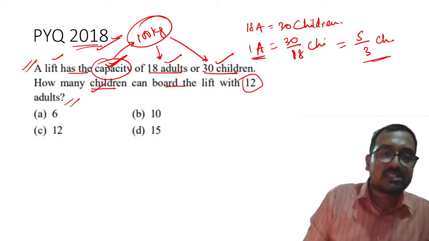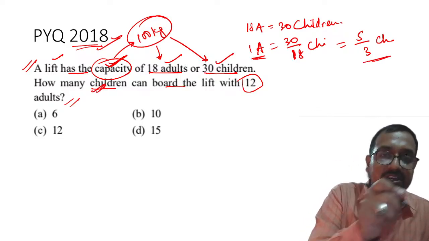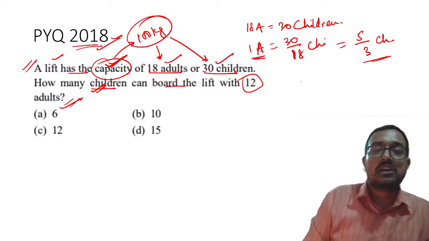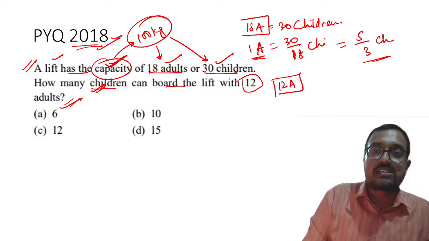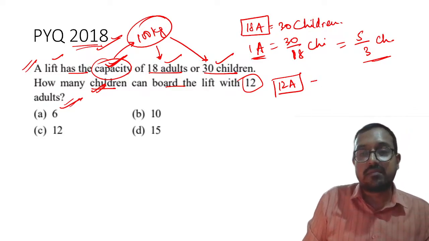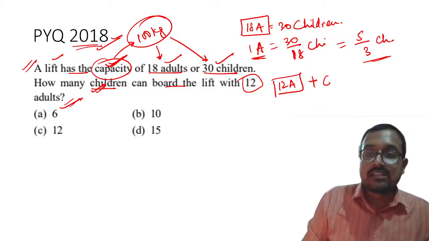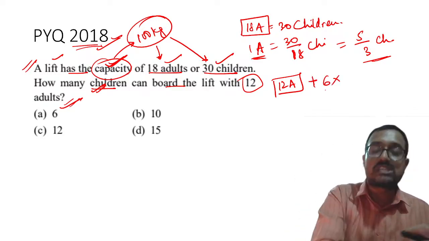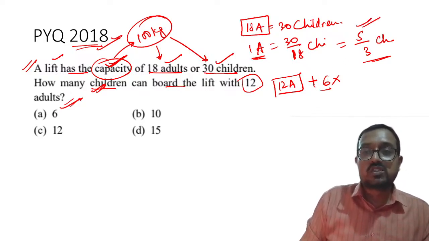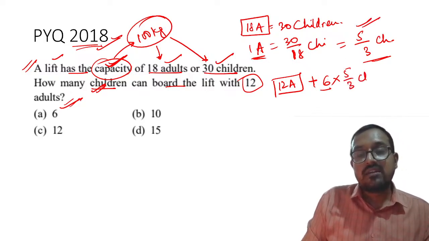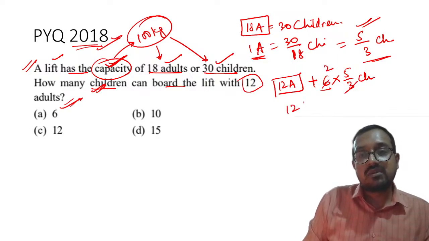Now, my dear students, what is the question? How many children can board the lift with 12 adults? 12 adults means 12 adults are already there. Now, how many more adults can come in? 6 adults can come in. But 6 adults are not there. Instead, we want children in place of 6 adults. So, 1 adult is equal to 5 by 3 children. So, 6 adults will be equal to 6 into 5 by 3 children, right? So this will become 2 and this will become 12 adults plus 10 children.